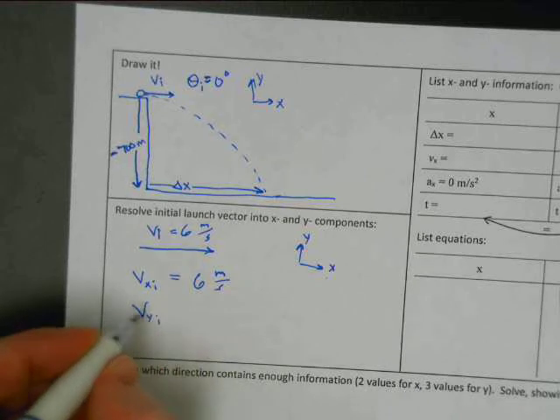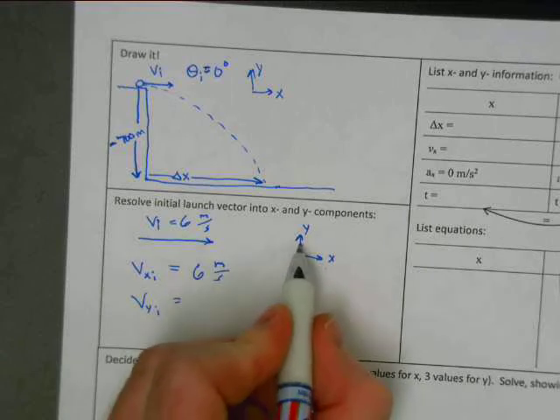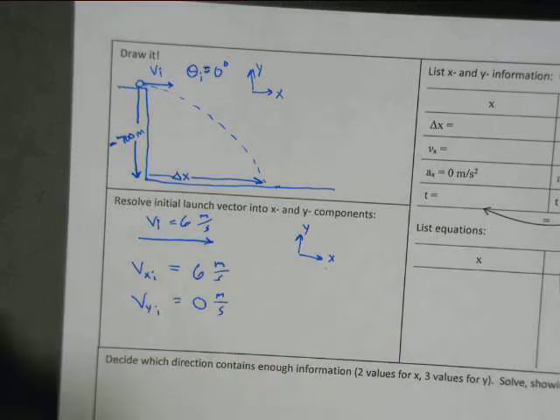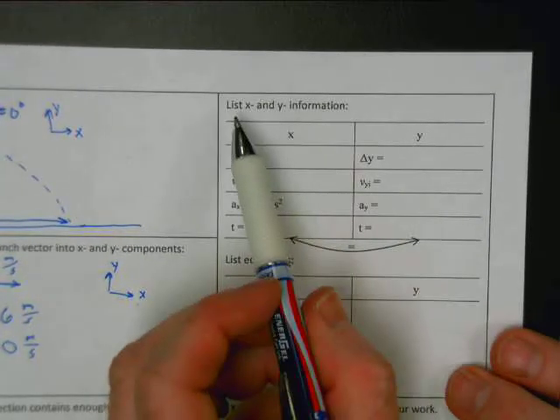Vy initially, the velocity in the y direction initially. How much of that vector is in the y direction? None of it. So that was easy. Okay, I've got the two components in the x and y direction of that initial velocity. Awesome. I'm going to come over here and I'm going to list some x and y information.